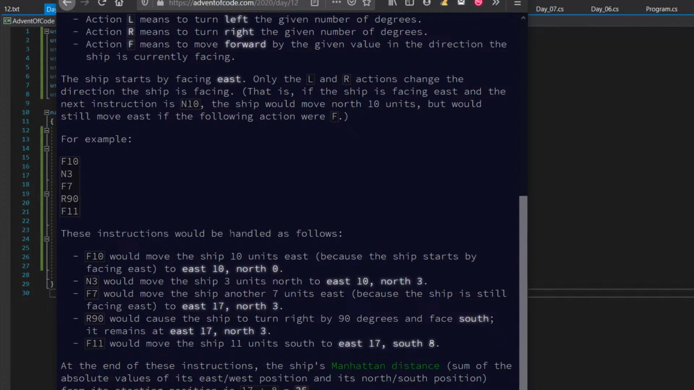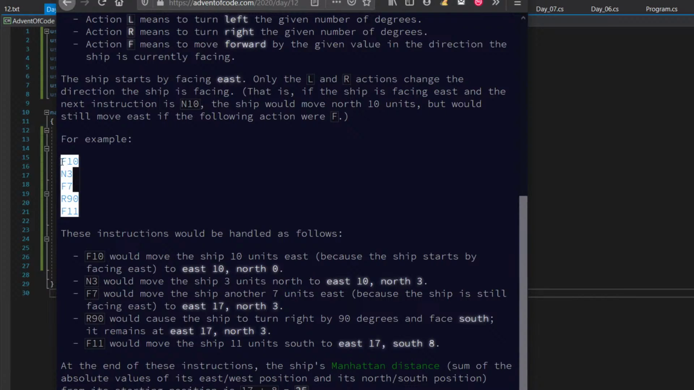For example, these instructions would be handled as follows. Forward 10, north 3, forward 7. So forward 7 would take us east. Right 90 would turn us down. F11, go 11 down. So we find the ship's Manhattan distance, which is the sum of the absolute differences of dimensions, from its starting point, which is 25. Okay. Figure out the navigation instructions. What is the Manhattan distance between the location and the ship's starting point?